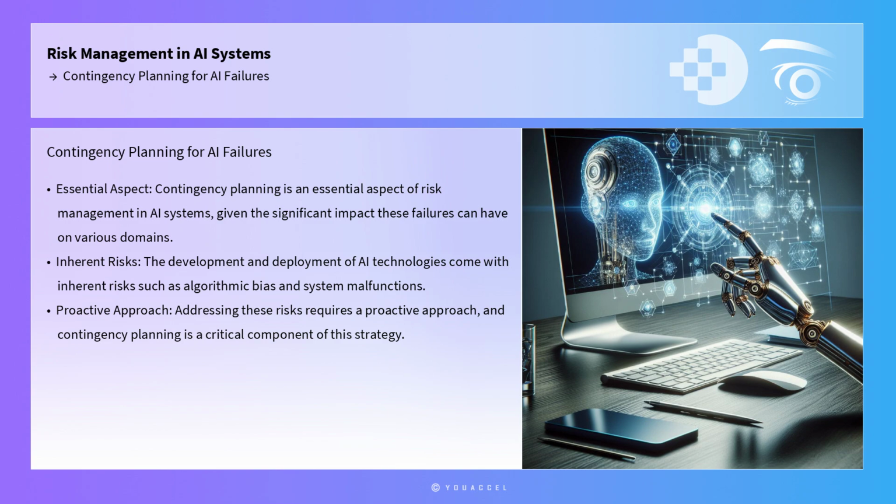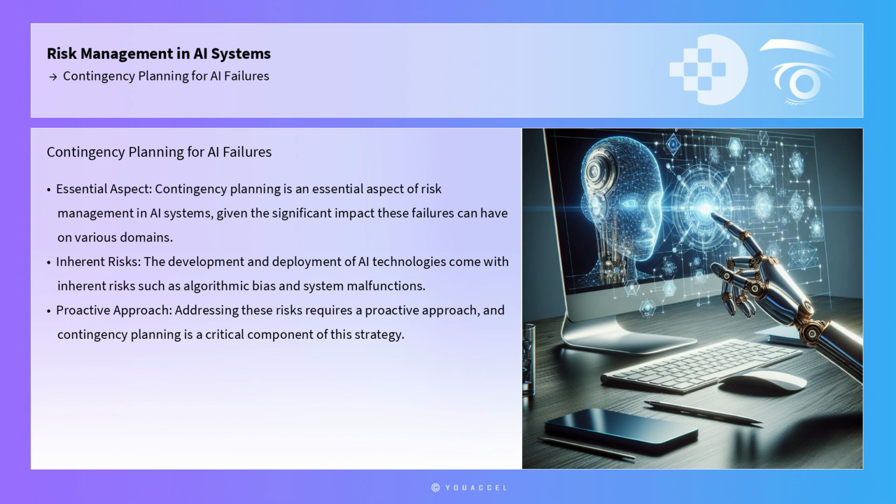The development and deployment of AI technologies come with inherent risks, including algorithmic bias, data breaches, model inaccuracies, and system malfunctions. Addressing these risks requires a proactive approach, and contingency planning is a critical component of this strategy. By focusing on actionable insights, practical tools, and frameworks, professionals can effectively manage and mitigate the risks associated with AI failures.